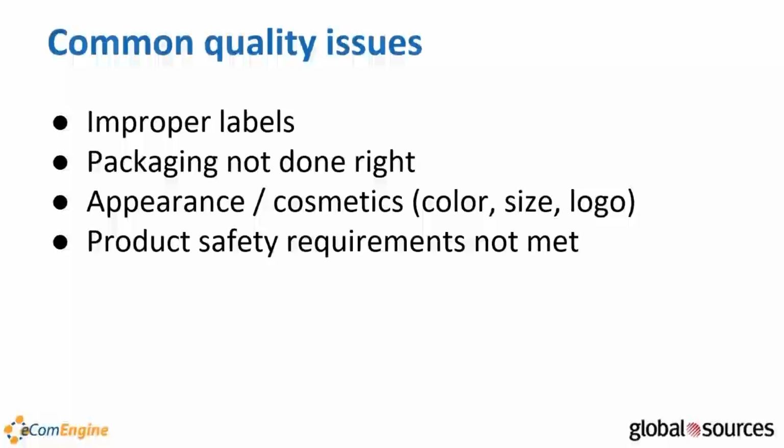Another common set of issues is related to the appearance and cosmetics of the product. For example, the supplier might not have used the correct color on your product, or the logo might be distorted, or there might be smudges or scratches on the surface of the product when you receive it. In such cases, the product might still work properly, but the issue is that it doesn't look like what you had hoped it would.